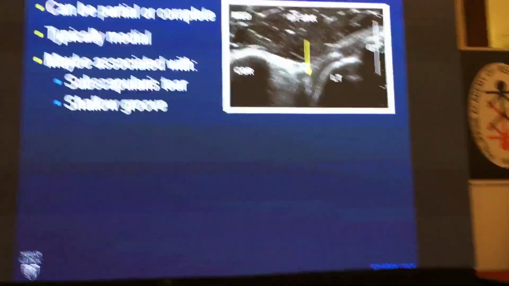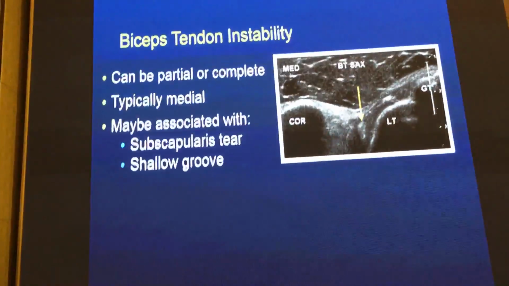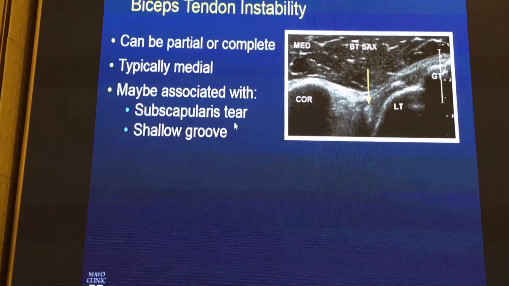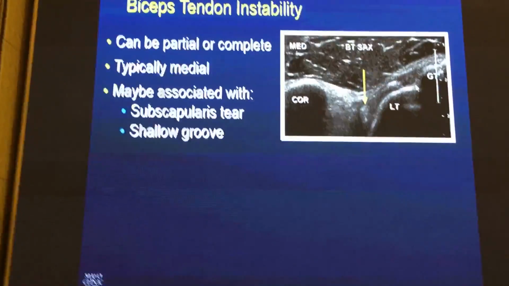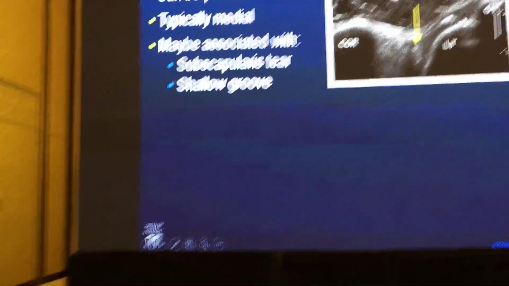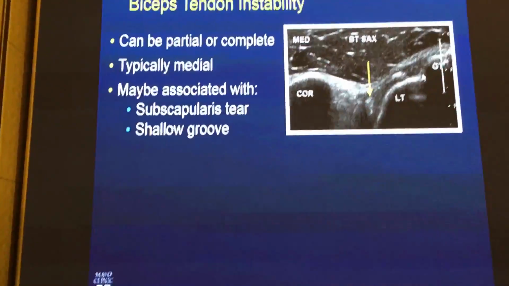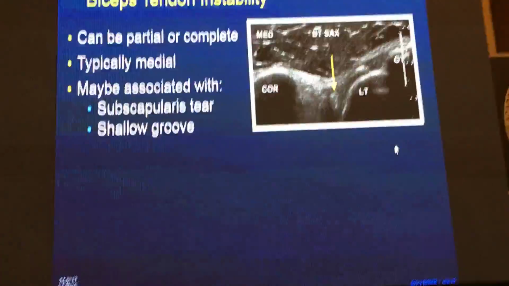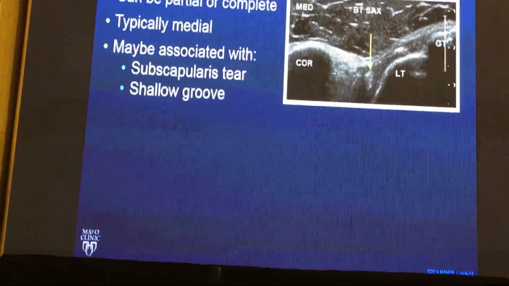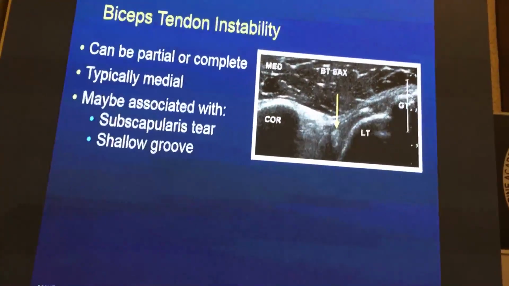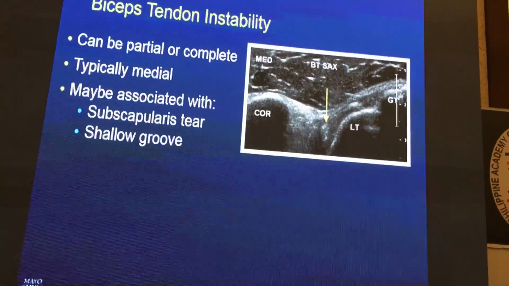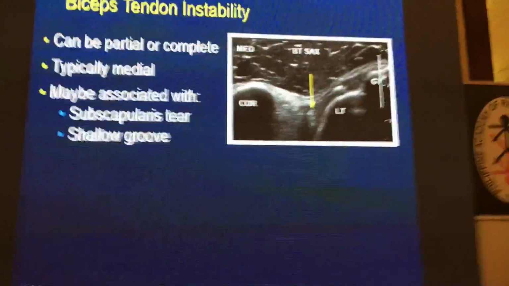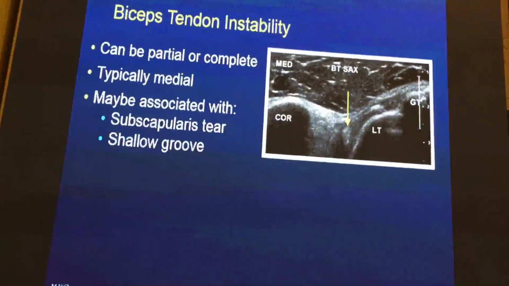One is a shallow groove, so you just don't have as deep a groove, the greater and lesser tuberosities are not as prominent, or with a subscapularis tear, and this is really common. So if I'm looking at that greater tuberosity, or excuse me, the intertubercular groove, and the biceps tendon is gone because it's dislocated medially, almost always there's going to be a subscapularis tear. And as you are all very aware, the rotator cuff tears away from the rotator interval. So essentially the rotator interval has your biceps tendon, the superior glenohumeral ligament, and the coracohumeral ligament. Those are the three things in the rotator interval.